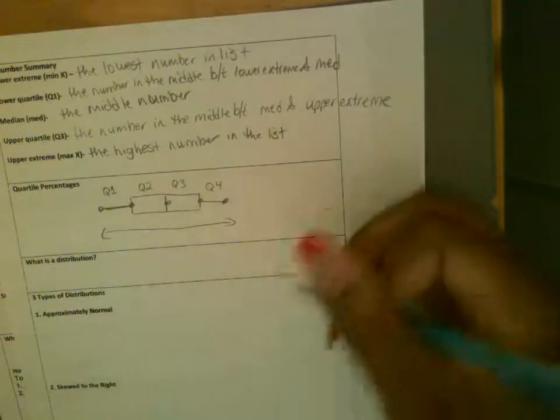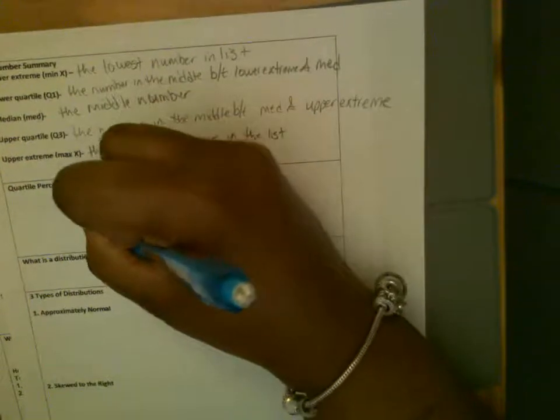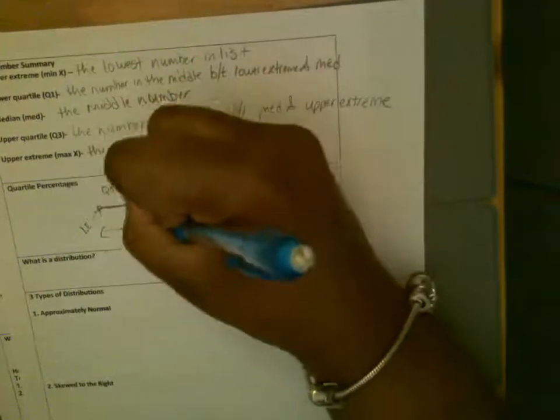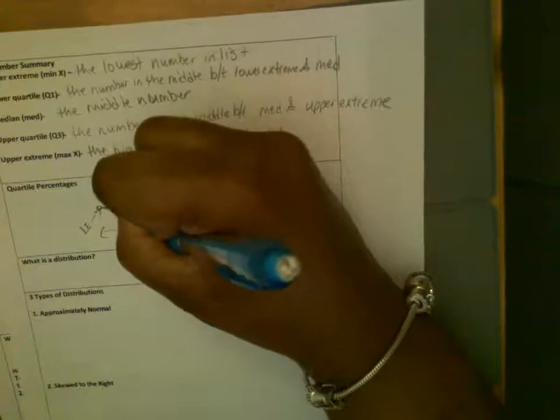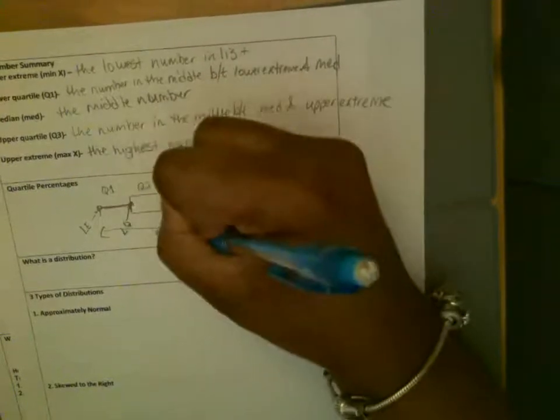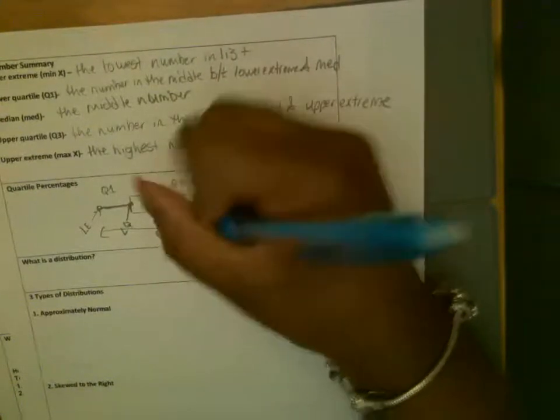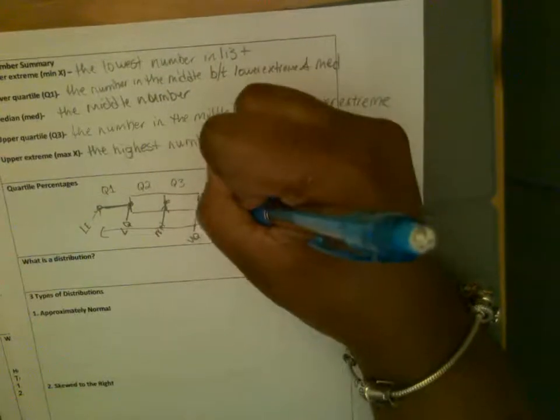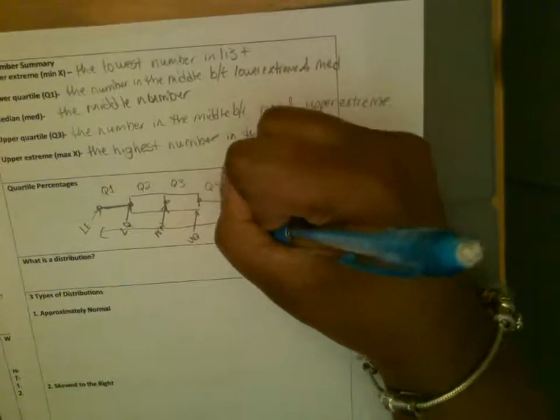Okay. And again, this is your lower extreme. This is your lower quartile. This is your median. This is your upper quartile. And this is your upper extreme.